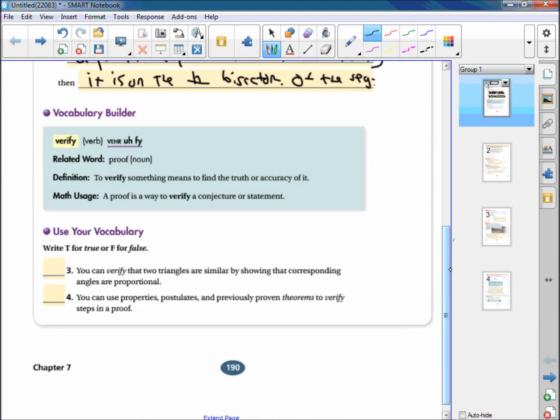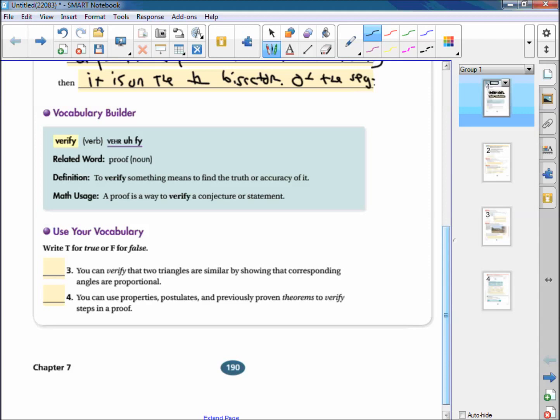All right. Vocabulary builder, we have verify. So verify in a related word is a proof. Okay, that's a noun. And definition, to verify something means to find the truth or accuracy of it. And our math usage is a proof is a way to verify a conjecture or a statement. Okay. So write true or false for each statement here.